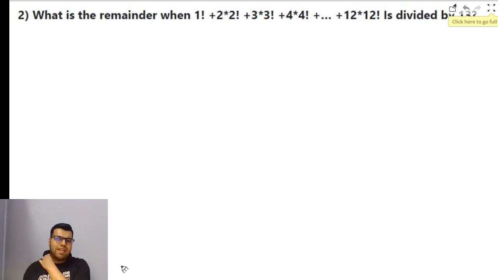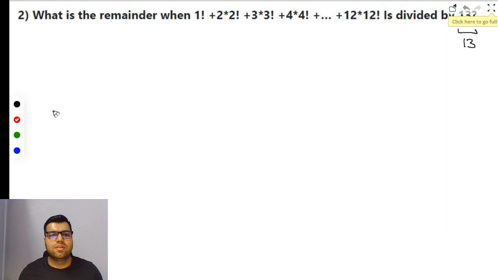Okay, a beautiful question that can come in JEE Main. The expression is divided by 13. Here, we will be using some manipulation and then a concept that you all know will appear.